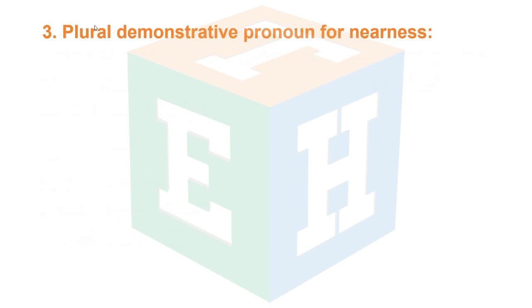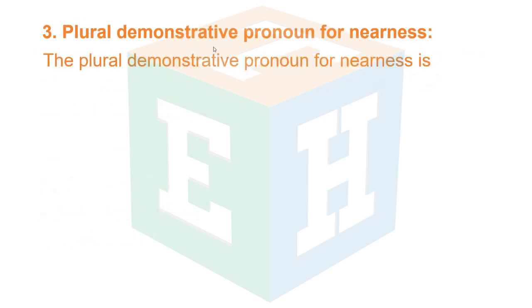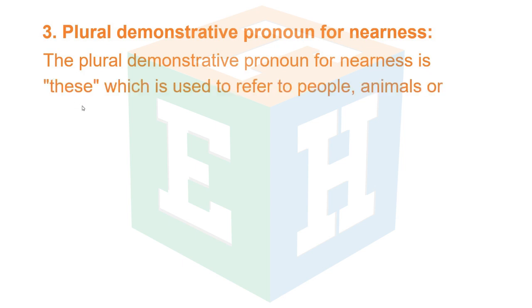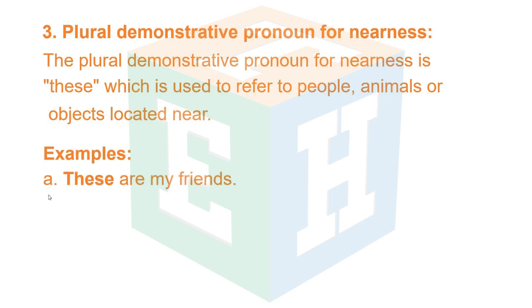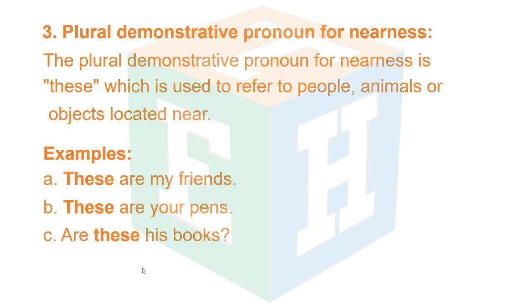Number 3. Plural demonstrative pronoun for nearness. The plural demonstrative pronoun for nearness is these, which is used to refer to people, animals, or objects located near. Examples: A. These are my friends. B. These are your pens. C. Are these his books?